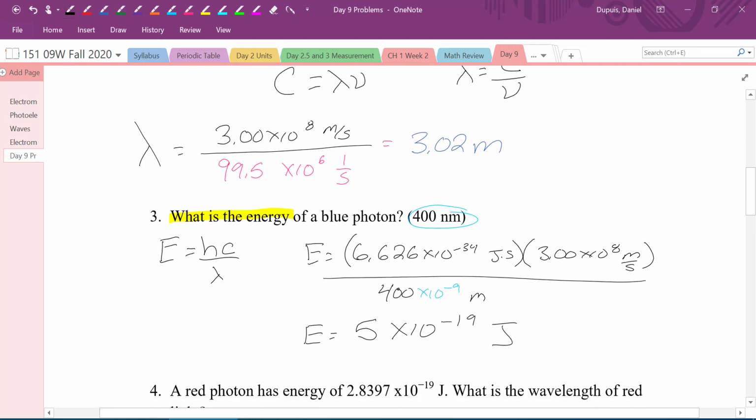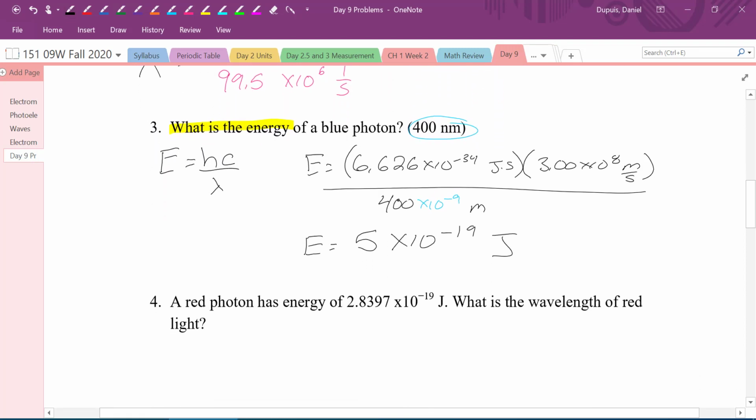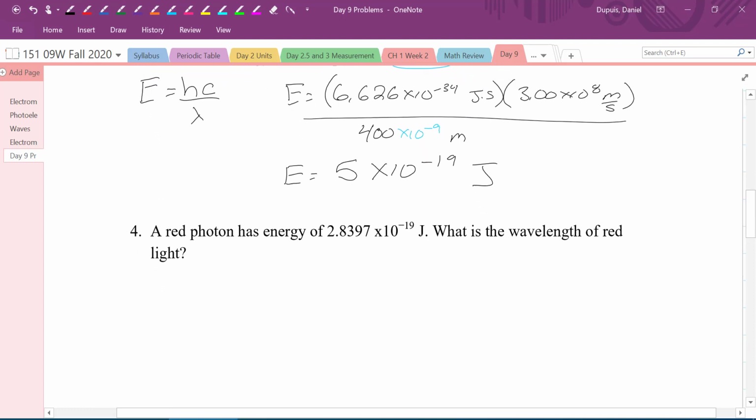And there's number 3. Number 4. All right, now if you look at number 4, how many sig figs do I have here? This photon has energy here, and that's 1, 2, 3, 4, 5 sig figs. I'm looking for the wavelength here.